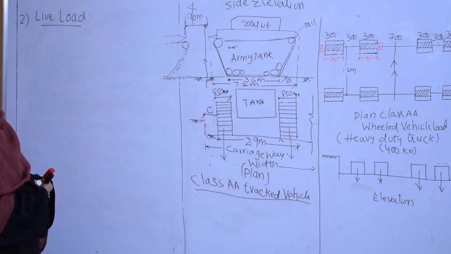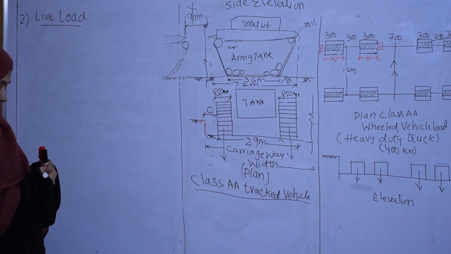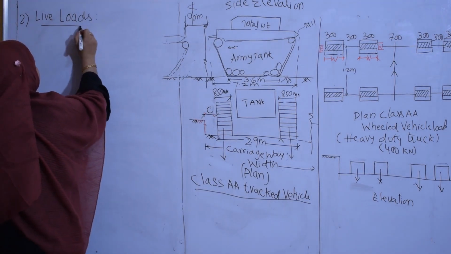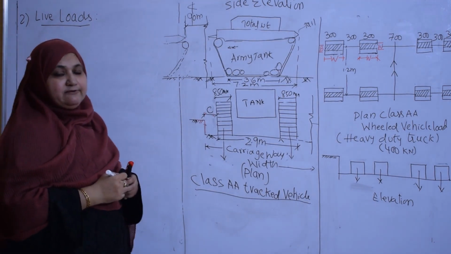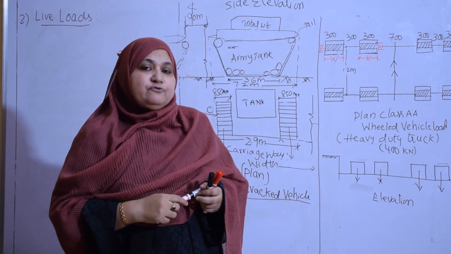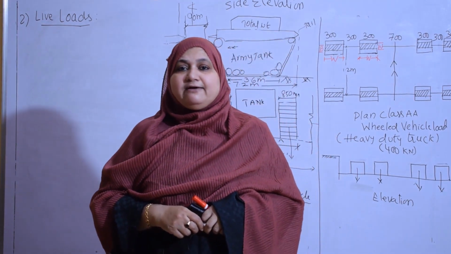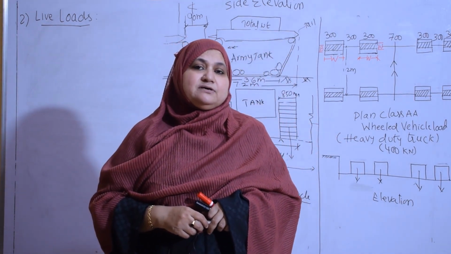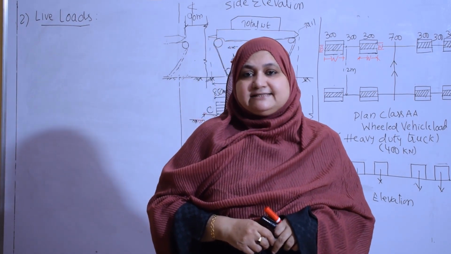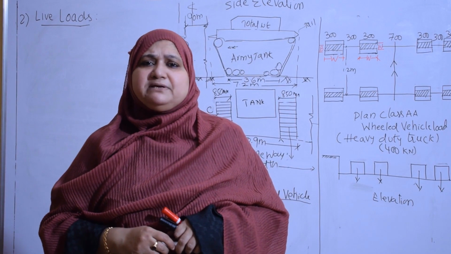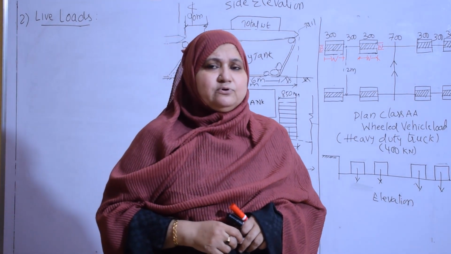Coming to the second type of load, live load. IRC has given standard specifications for the live load. If you remember RCC design of beams and slabs, for live load we simply take it from IS 875, or sometimes just by experience, like 2 kilonewton per meter square.